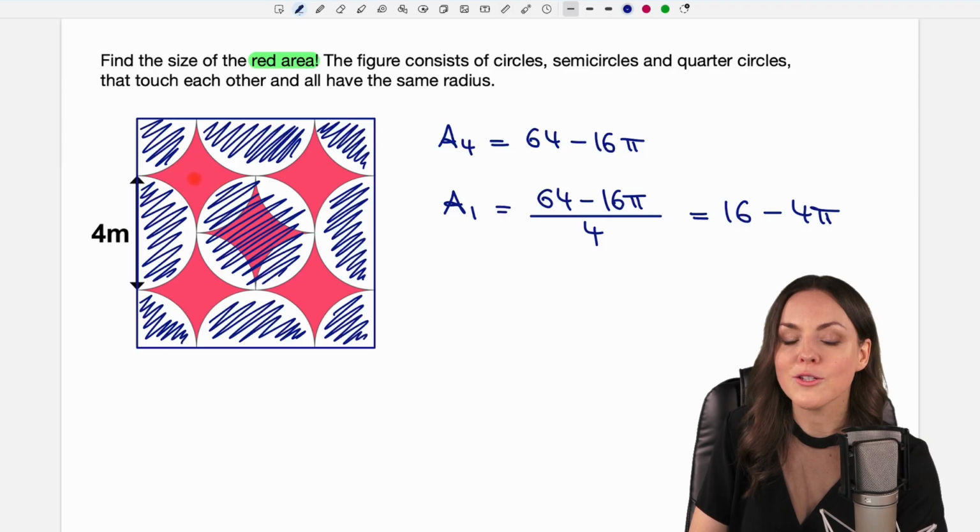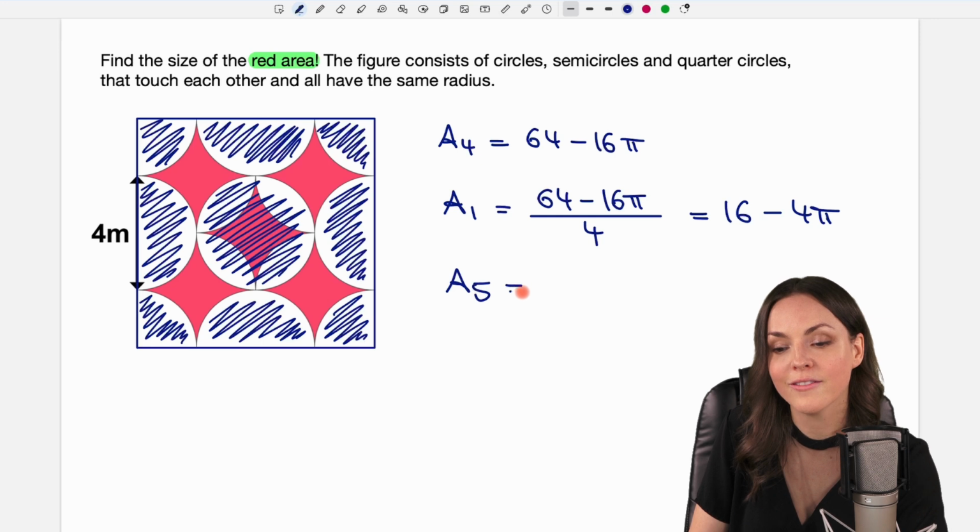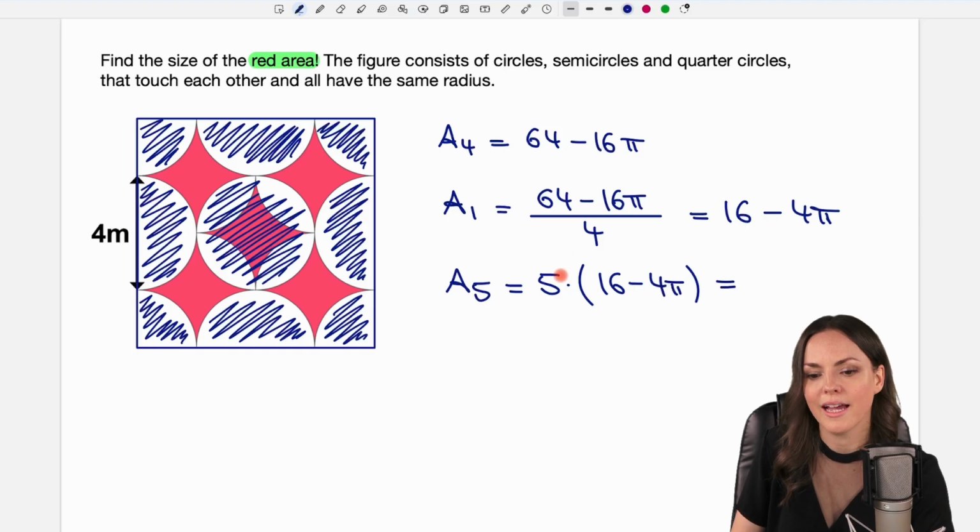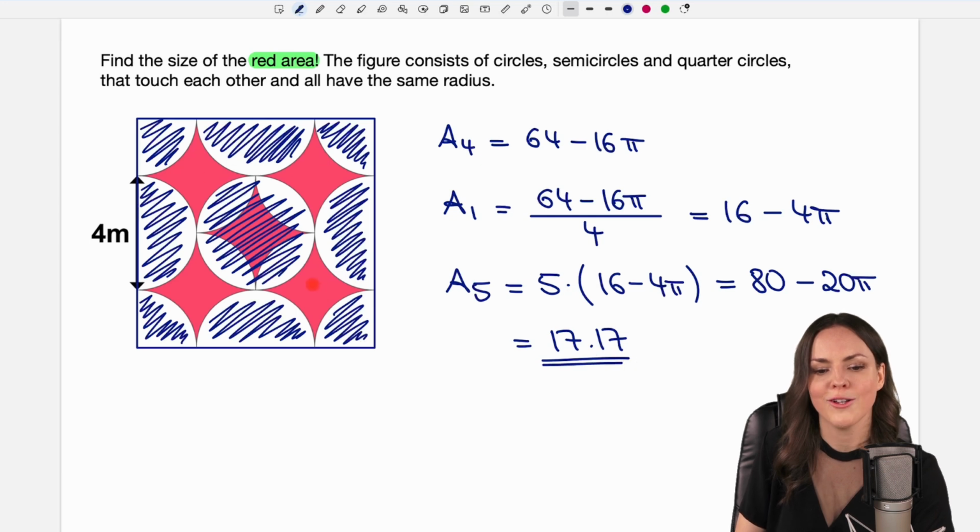But I want to find in total the area of 5 red stars. So I multiply this by 5 then. So 5 times this number here, my exact value. If I do this, I have 5 times 16, which equals 80. I subtract 5 times 4 pi, which is 20 pi. This is the exact value, and if I type this in a calculator, I get a result of 17.17 for the area of my 5 stars.